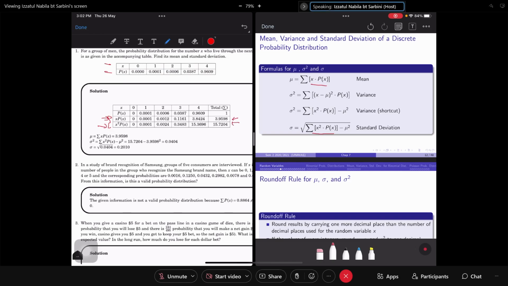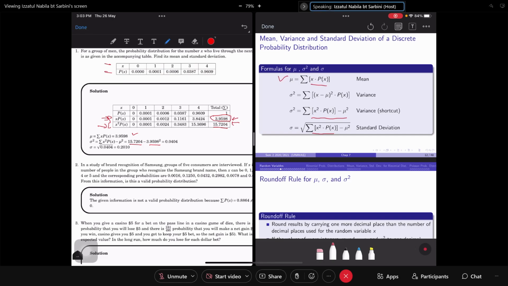You just take the formula for the mean. The mean is the summation of x times px, so you can get it directly from this table. Your mean is 3.9598. For the variance, you use this formula: the summation of x squared times px minus the square of the mean. Both of these you can get from the table.